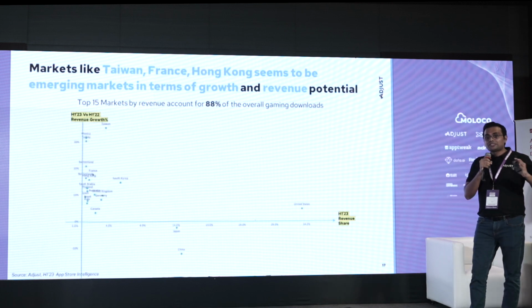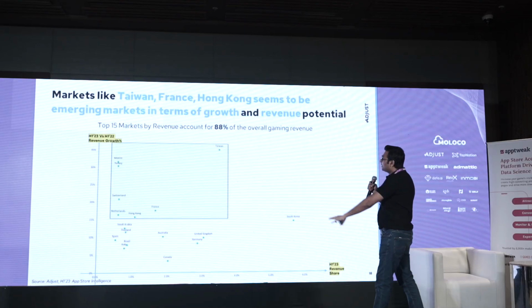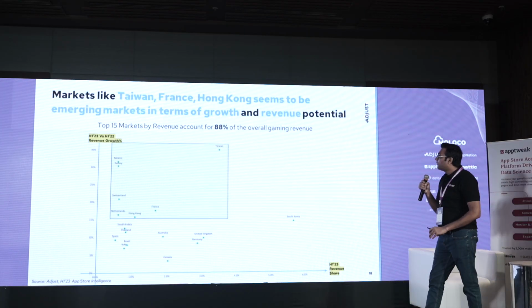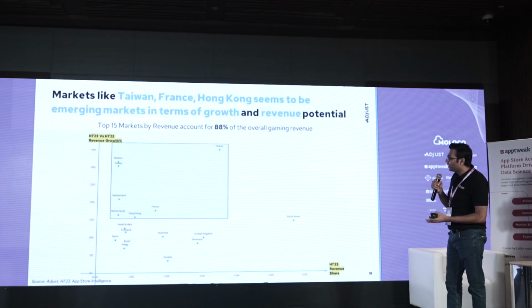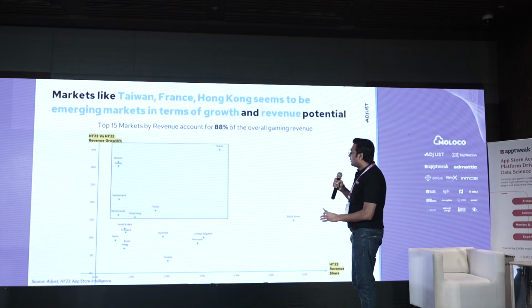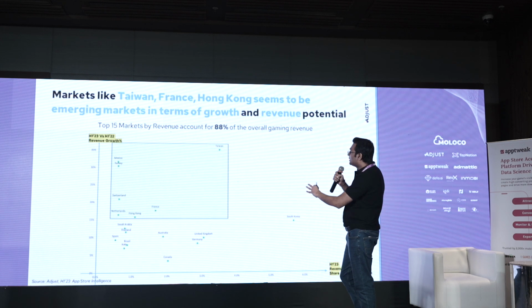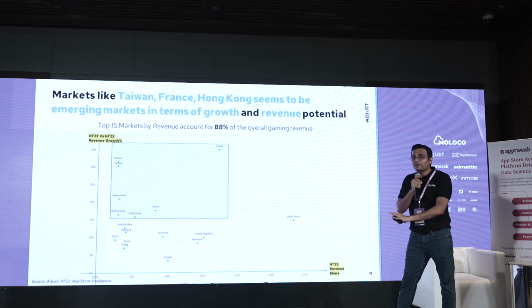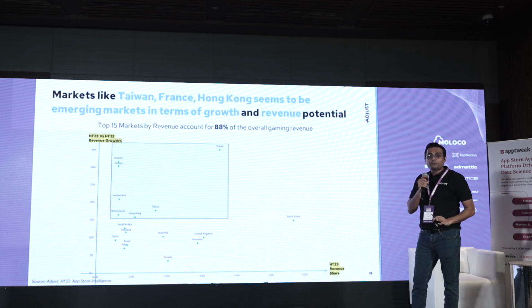Now, if we map the similar trend on revenue growth versus revenue share, the overall revenue is dominated by the big markets like US, Japan, China. But if we enlarge this particular area, which is a bit cluttered, you would see that markets like Taiwan, France, Hong Kong, Switzerland, Mexico, Turkey are growing really fast in terms of their revenue capability.